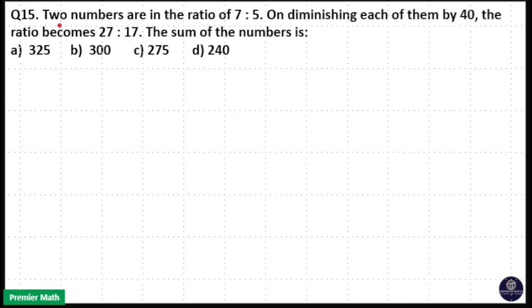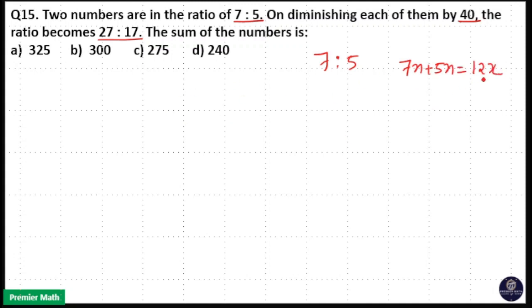Next is question number 15. Two numbers are in the ratio of 7 is to 5. On diminishing each of them by 40, the ratio becomes 27 is to 17. The sum of the numbers is... Here two numbers are in the ratio 7 is to 5. That means the sum of these two numbers is 7x plus 5x is equal to 12x.